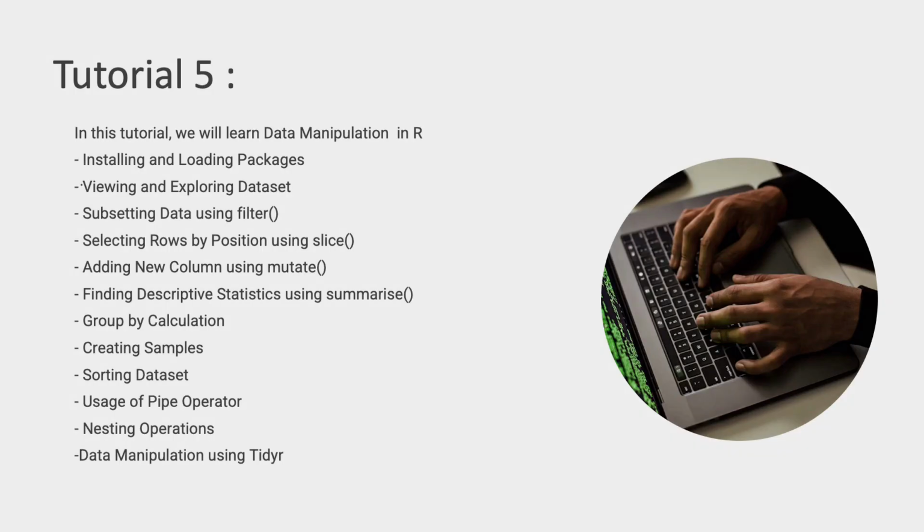Tutorial 5, we will learn data manipulation in R. So we will install and load packages to view the data set and to use some functions. For example, filter function, slice function, mutate, and summarization. And then we will sort the data, create some samples using the pipe operator, and then do data manipulation by using tidyr, which is another package. So let's begin.